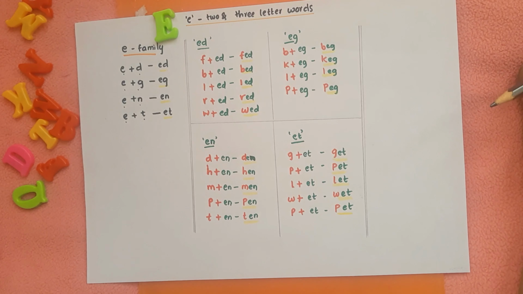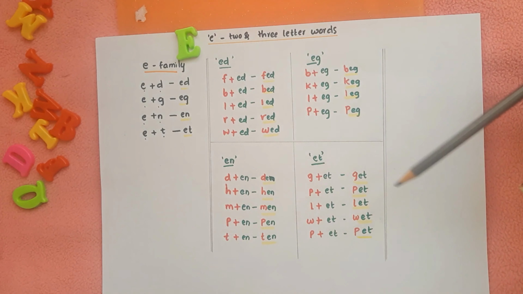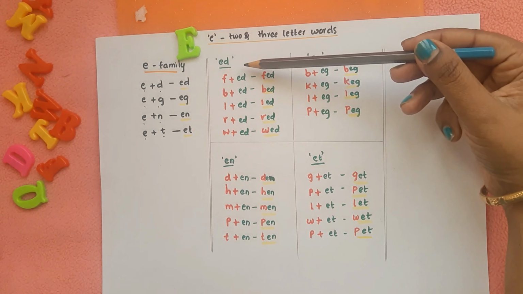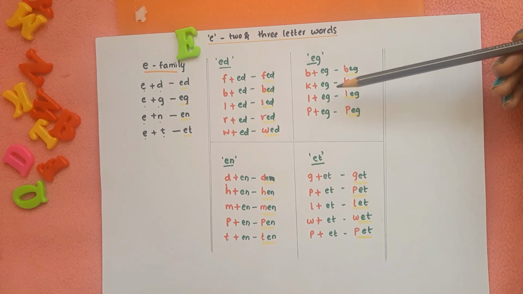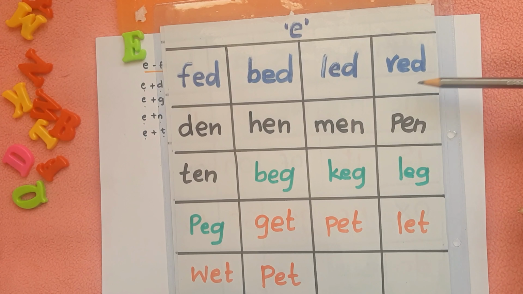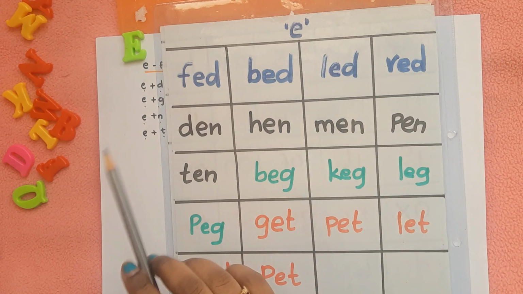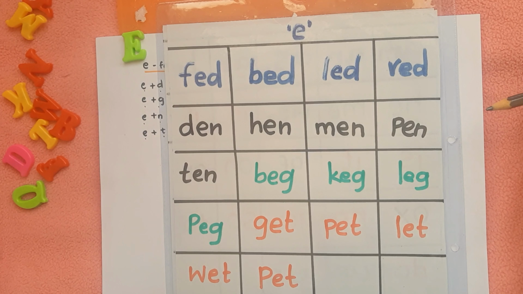After introducing these 3-letter words, give them some practice worksheets to read and write. I would suggest please don't force the kid to read all in the same day. Give them the ed family in one day, egg in the 2nd day, and so on for the 3rd day and 4th day, to make it attractive and interactive. So I have made this kind of bigger chart. We can stick this to the wall and we can ask the kid to read these letters.